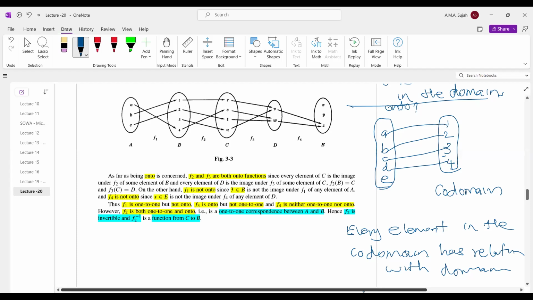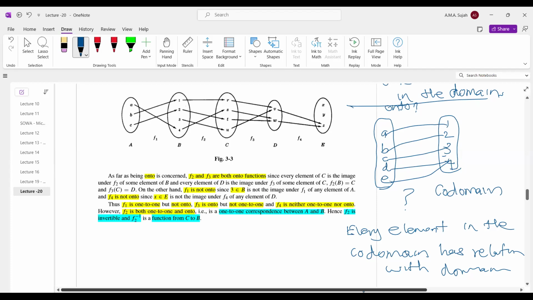Okay. Now, what do you think? Is it an onto function? It is not even a function, right? To become a function, all the elements in the domain must have a relation with the codomain. So maybe this is not a function. So first I need to fix that; now this is a function. Now, what do you think? Is it an onto function or not?